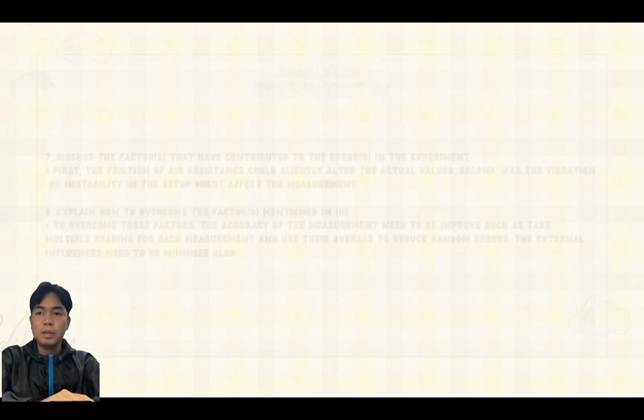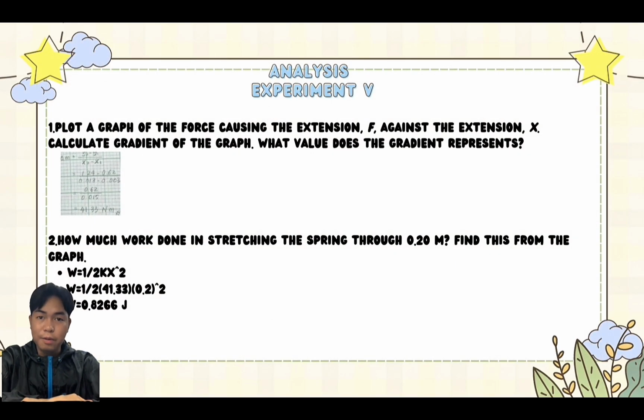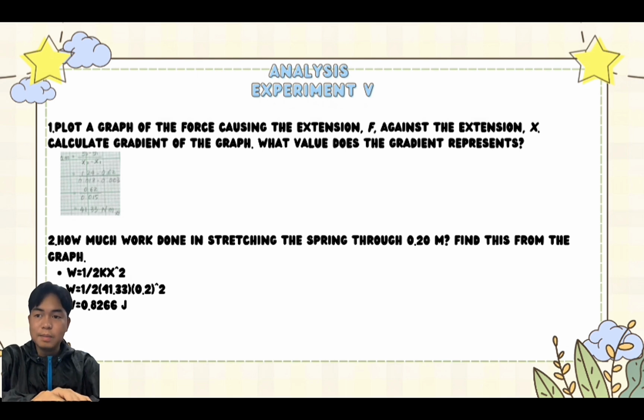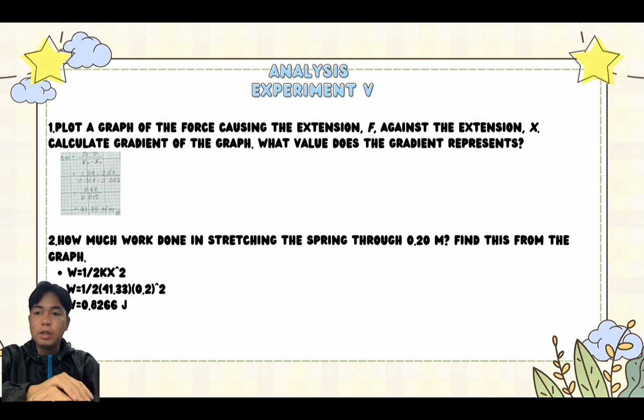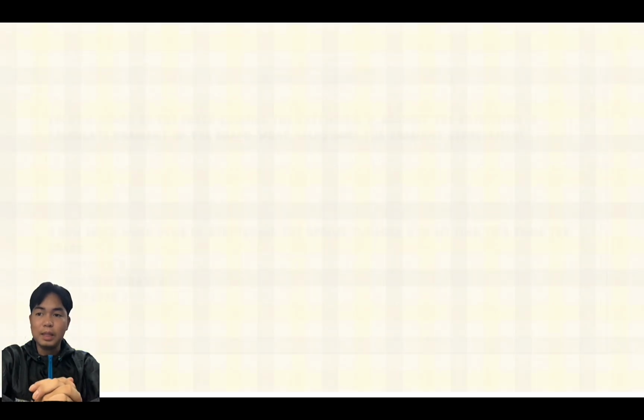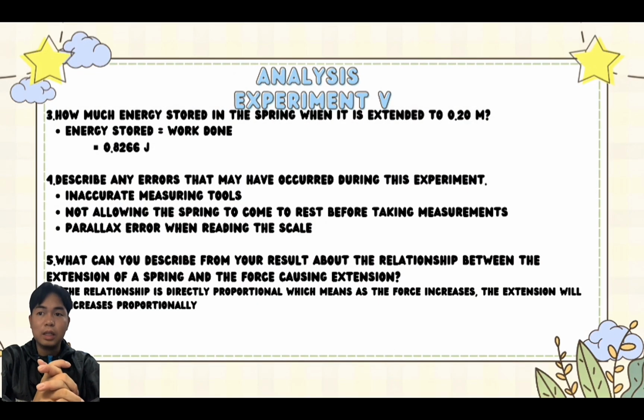We go through our analysis for experiment 5. The gradient of the graph is 41.35 Newton per meter. And then number 2, the work done in stretching the spring through 0.2 meter is 0.8266 joule. Number 3, the energy stored is equal to the work done. So the energy stored there is 0.8266 joule.